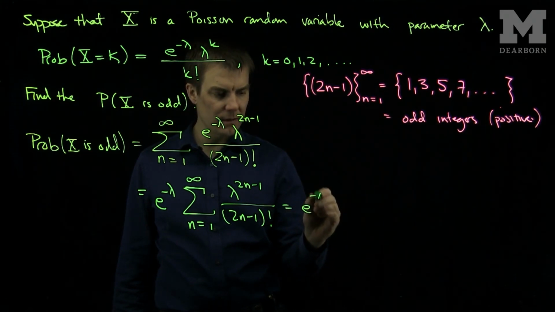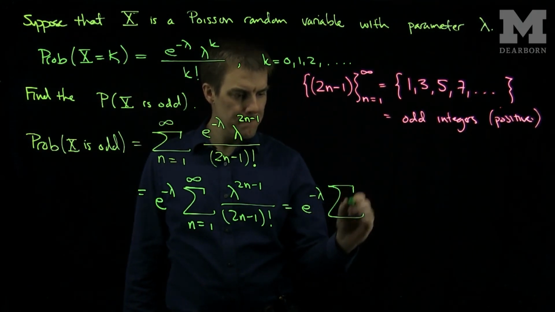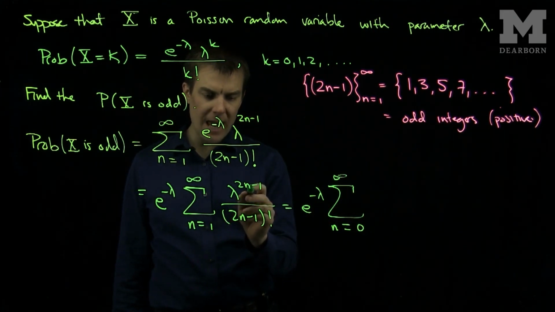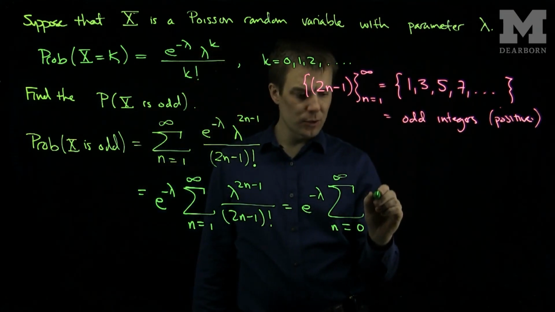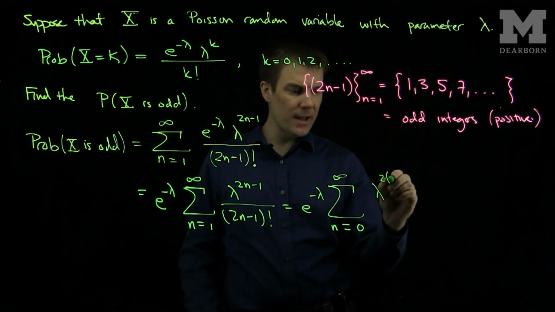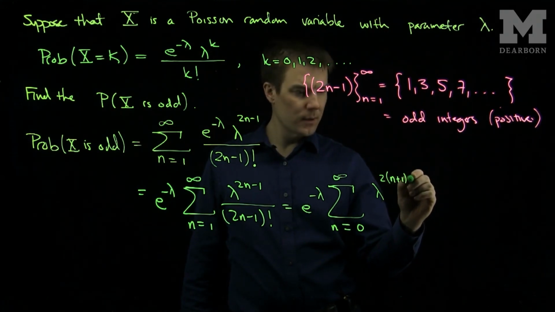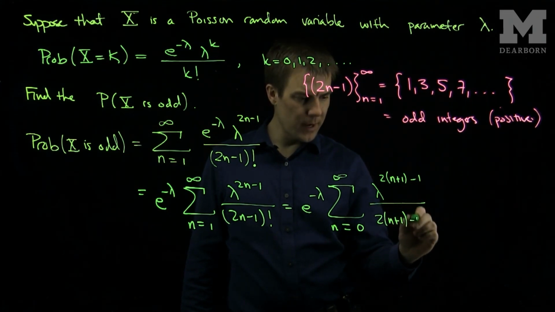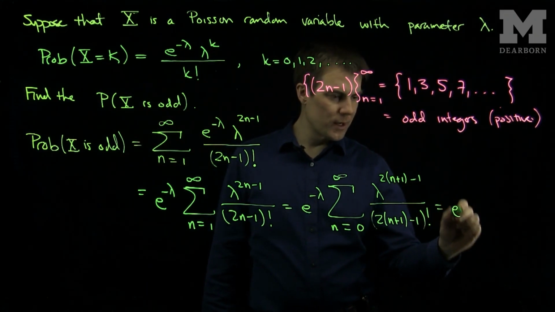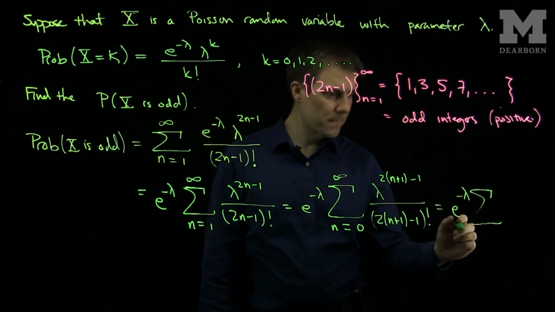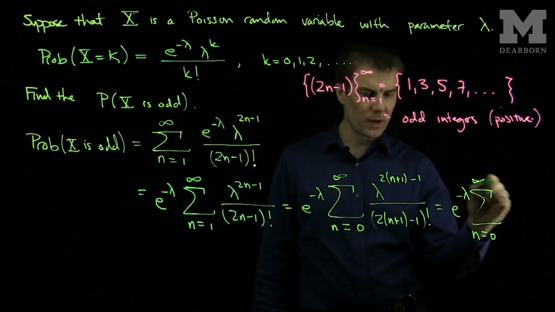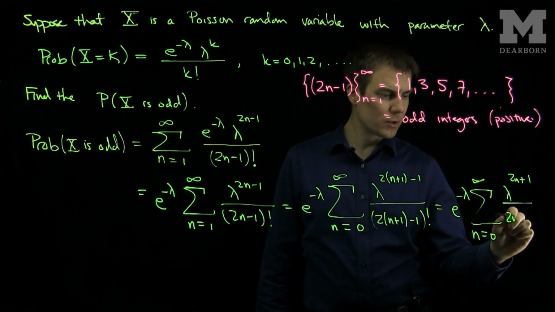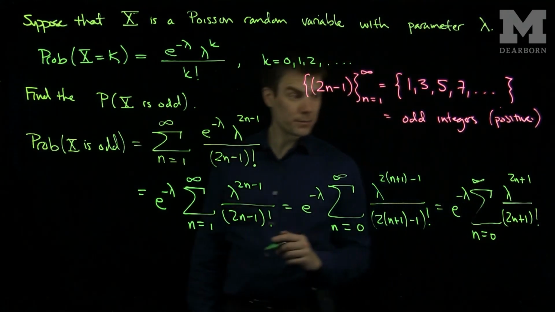This will be e to the negative lambda, and then we'll have the sum, n goes from 0 to infinity. Now when I subtract 1 from the index, I must add 1 to the index over here. So this will turn into lambda to the 2 times n plus 1 minus 1 over 2 times n plus 1 minus 1 factorial, which we can write as e to the negative lambda, the sum, n goes from 0 to infinity, of lambda to the 2n plus 1 over 2n plus 1 factorial.